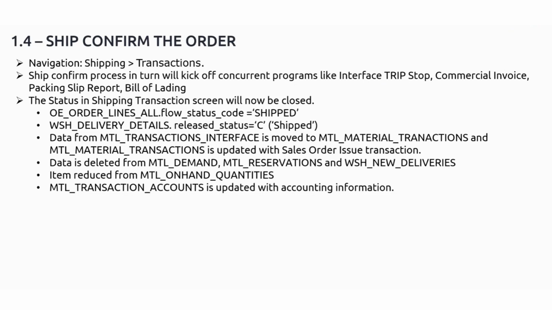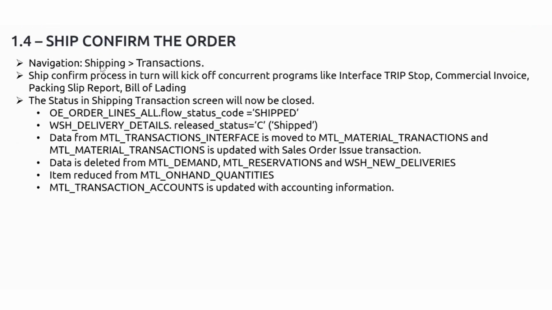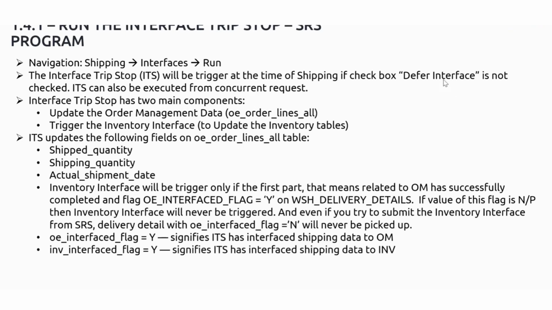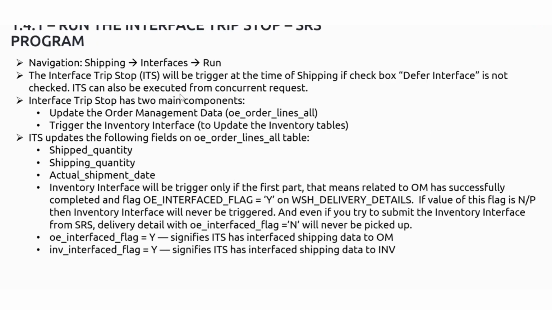If it is not triggered, in which scenario will it not be triggered? There is an option called defer interface. Okay, when you're shipping it, this ship confirm can happen from the shipping transaction screen. And in this screen, there is an option called ship confirm. When you are doing the ship confirm, if you have the checkbox defer interface not checked, in that case, it is expecting that you close this particular trip manually. So you need to run this interface trip stop program manually, which will in turn run the commercial invoice, packing slip report, and bill of lading. Okay, so this is a sub part of this particular thing. If the defer interface is not checked, in that case only you need to run it. Otherwise, it will be automatically run.